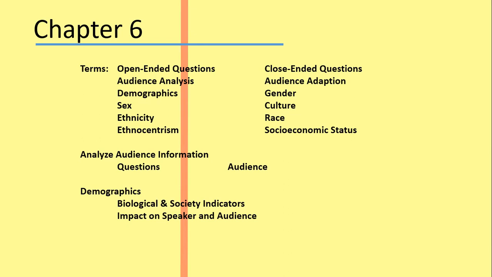And when it comes to demographics, they fall under two areas: biological and society indicators. Biological, you're talking about biological sex, ethnicity in the sense of skin tone, age, and so forth, right? When you're talking about society indicators, you're talking socioeconomic status, gender identity, group membership, and so forth. You have to understand that demographics usually fall under that.